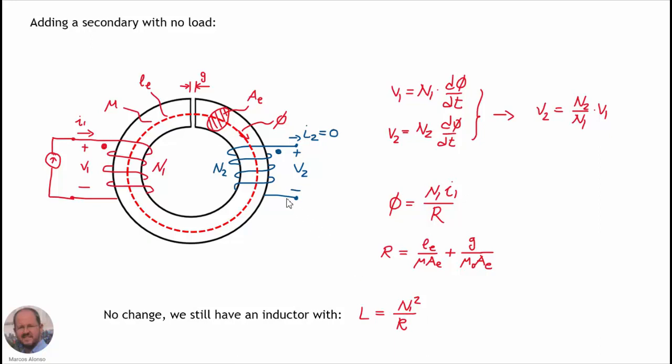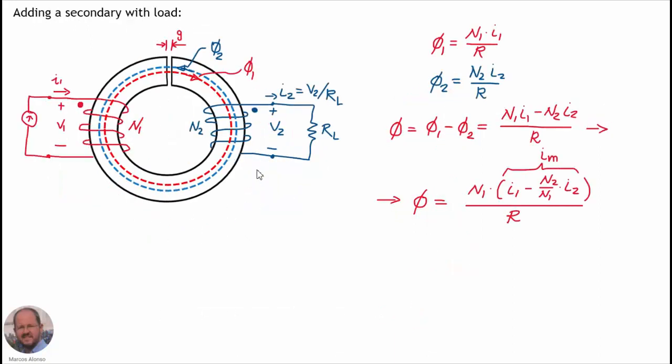So with this arrangement, we are not taking energy out of this winding. We can only use this winding as a sensor of the voltage across the primary, because as we know, the voltage here is going to be the voltage in the primary times the turn ratio. When things become really interesting is when we connect a load here at the secondary.